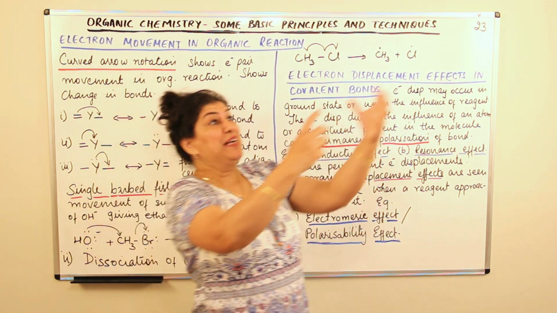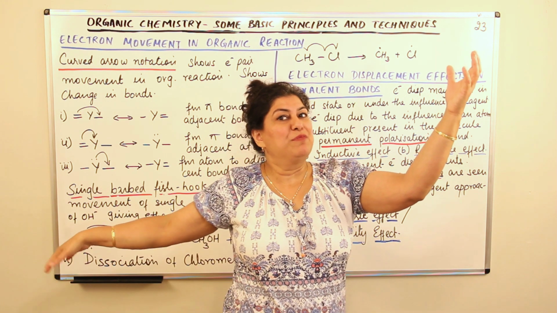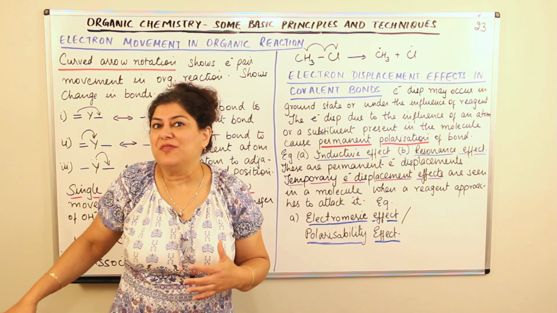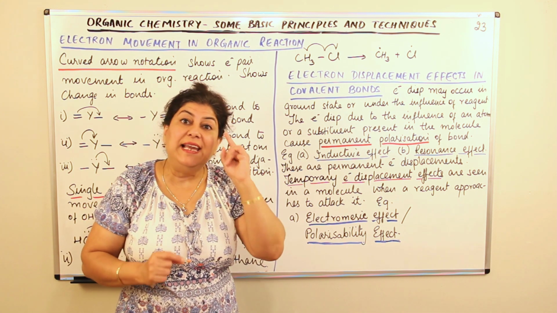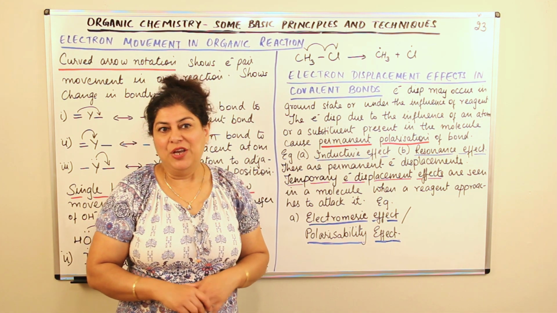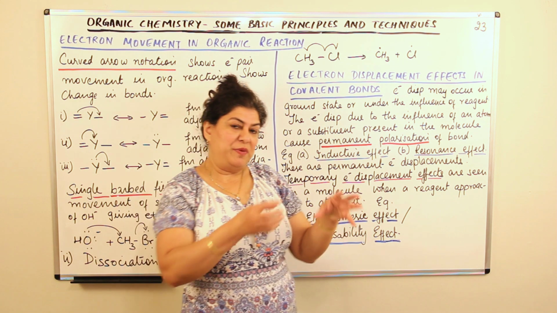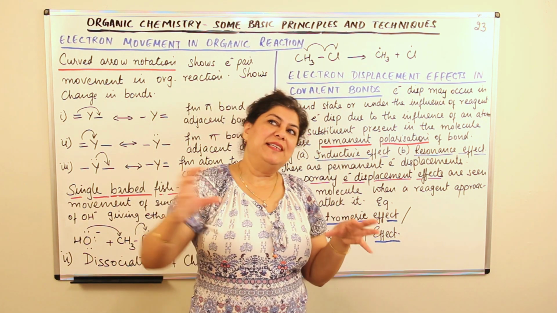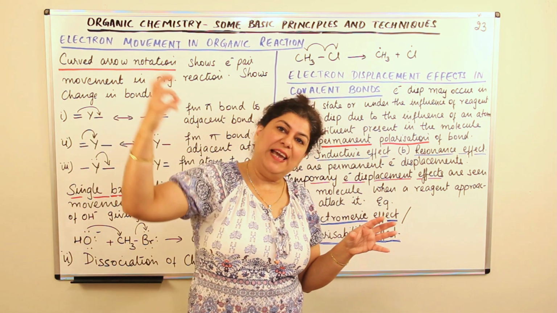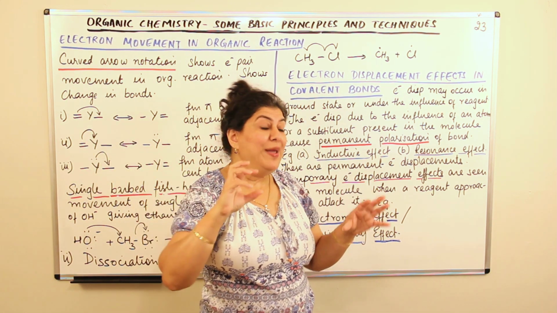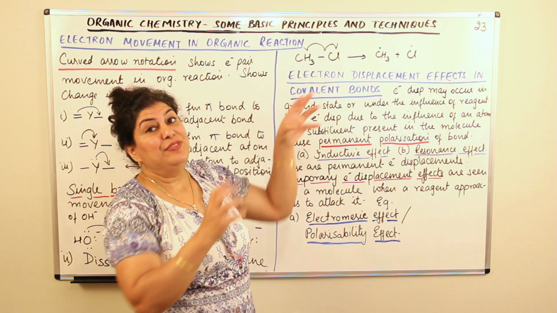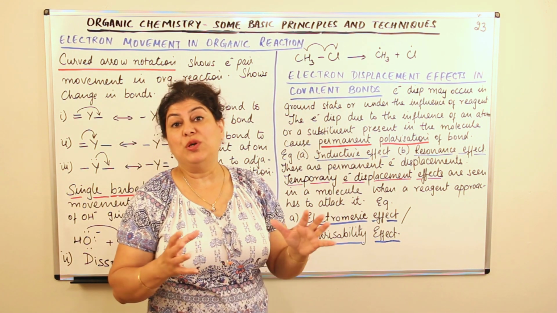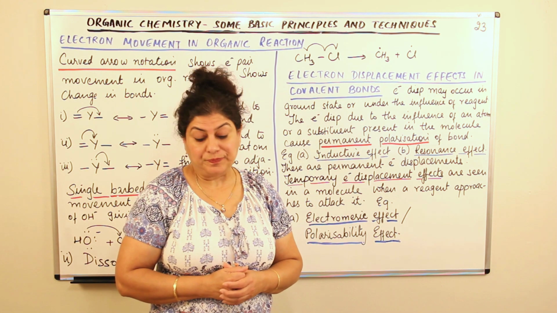If they get attracted towards it, the remaining part becomes positive. If they get repelled from it, the remaining part becomes negative. So a polarity in any case is created. Whether the species is present inside the molecule, or this polarity is created as a result of an attacking agent, there is always an effect of this electron displacement on the covalent bonds. It would lead to polarity.